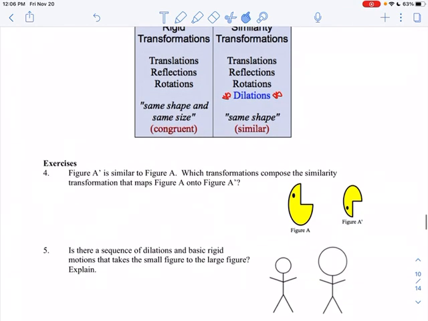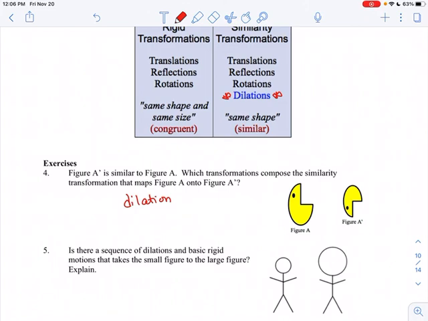All right, so in exercise 4, we have this little Pac-Man kind of shape right here. And it says figure A is similar to figure A prime. Which transformations compose the similarity transformation that maps figure A onto A prime? Well, it got smaller, so there definitely was a little bit of a dilation. And if it got smaller, that means my dilation was less than 1.